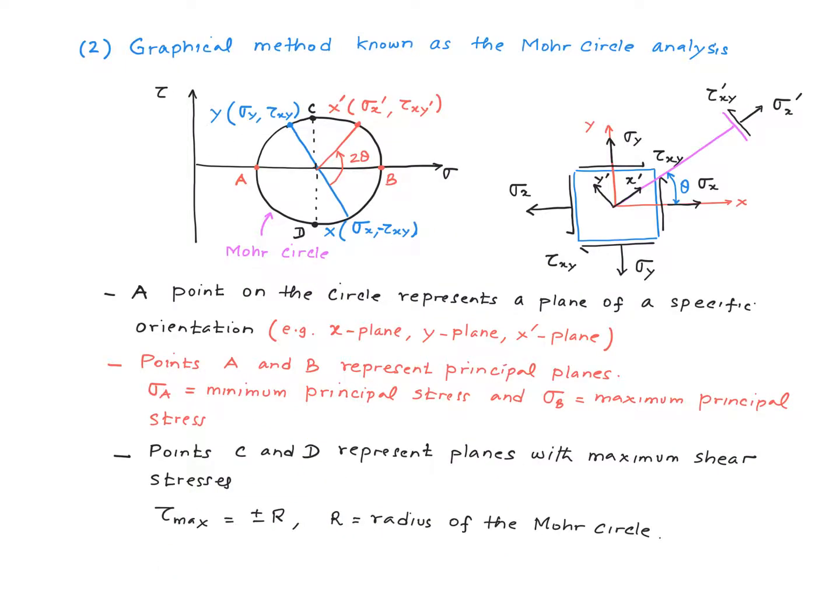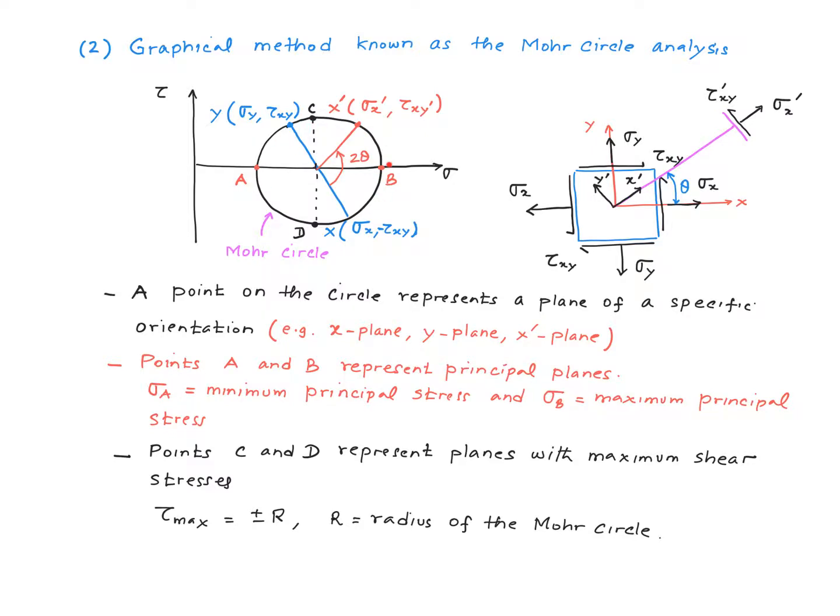The second major class of method is a graphical method known as the Mohr circle analysis. We know as we change this angle theta, the magnitude and the signs of these stresses, sigma x prime and tau xy prime, keep changing, right? It turns out that as you keep changing theta, the combination sigma x prime and tau x prime lie on a circle. So this circle is what is called the Mohr circle.